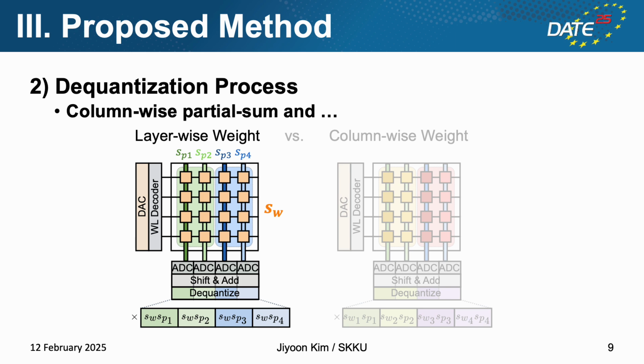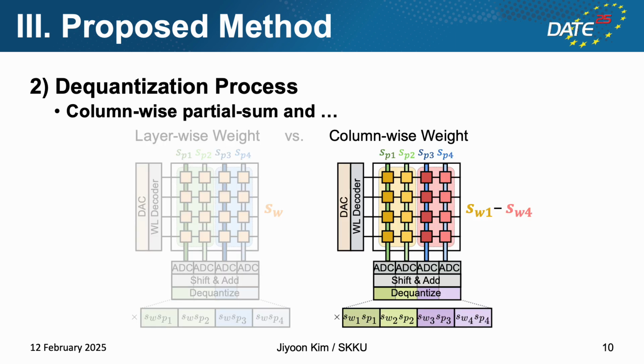What happens if we quantize partial sums column-wise but weights are quantized layer-wise? Then each column gets a unique partial sum scale factor SP1 to SP4, but all weights share the same scale factor SW. And as you can see in the figure, dequantization happens separately for each column.